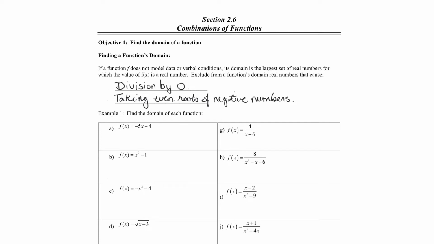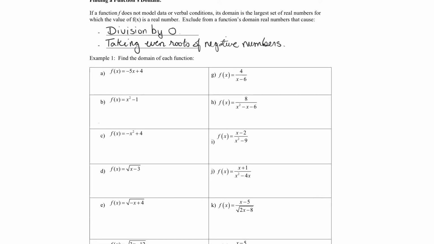So let's go ahead and look at some examples. And remember, we're going to be looking for two things. Could any value of x cause division by zero? And could any value of x cause us to take an even root of a negative number? In the case of either one of those, we're going to exclude those x values. The first couple of examples involve linear and quadratic functions.